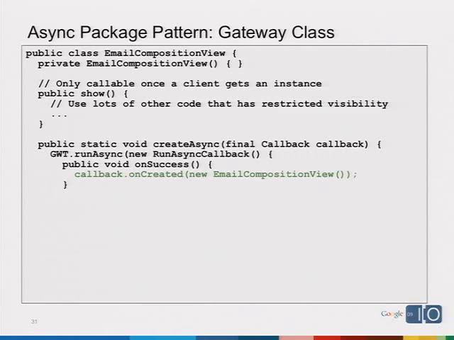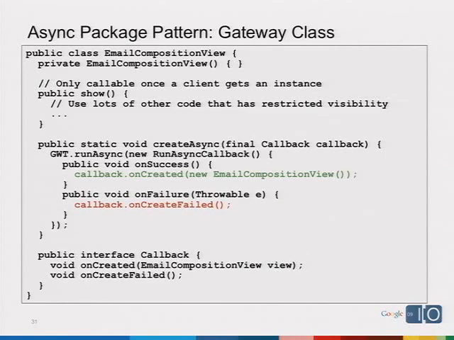Now, to provide access to this thing, make a static method, which is conventionally called createAsync. It takes a user-supplied callback, and then inside a run async, it creates an instance of the gateway, and it calls the callback with that instance. The rest of this is pretty straightforward. If there's a failure to download the code, you just buck that back to the user. And the actual callback interface, as you can see, looks pretty much the same as a run async callback interface, except that in the success branch, there's now an argument. OnCreated takes an argument, which is an instance of the gateway.